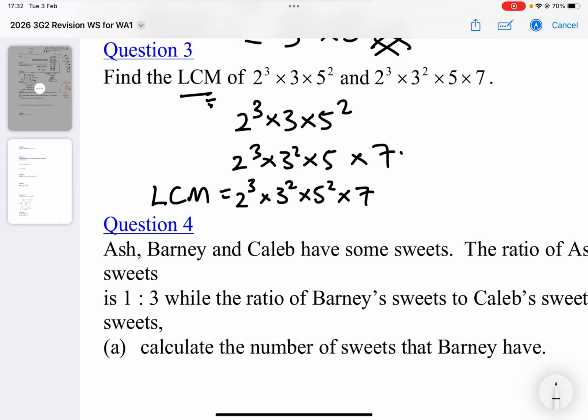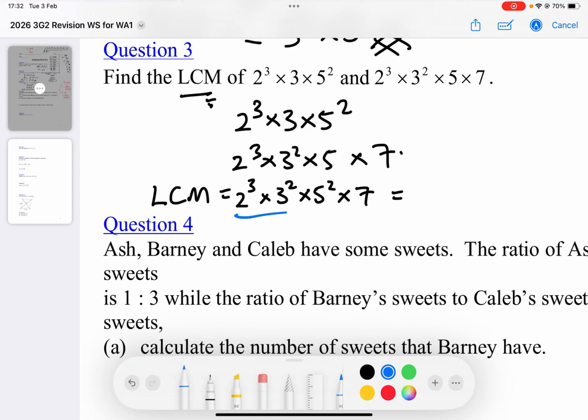Okay, then this time question 3, they say find the LCM. They never say leave in index notation, so I have to key all this into the calculator, then let the calculator tell me this string of numbers will result in what value, what is one number. Okay, so I press 2 cube times 3 square times 5 square times 7, I will have 12600. So I must write the answer as 12600 for question 3 because they never say leave in index notation. So they just want this number 12600.